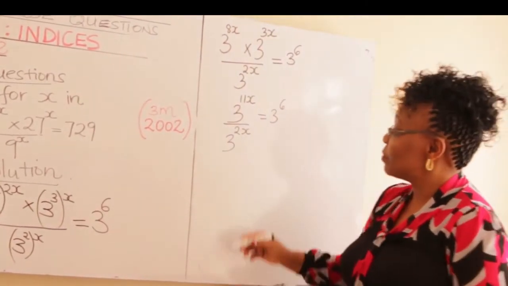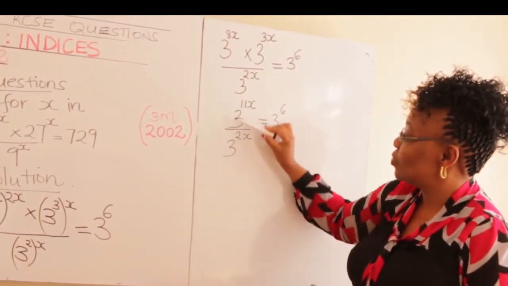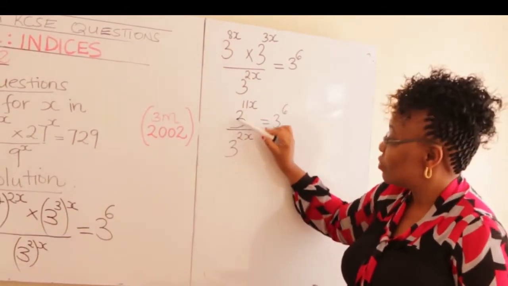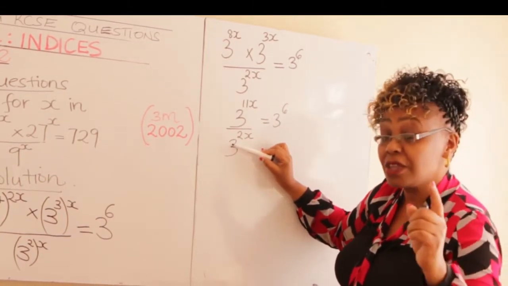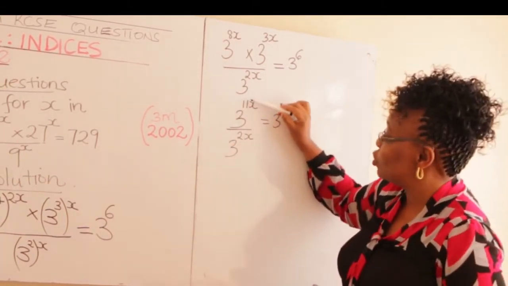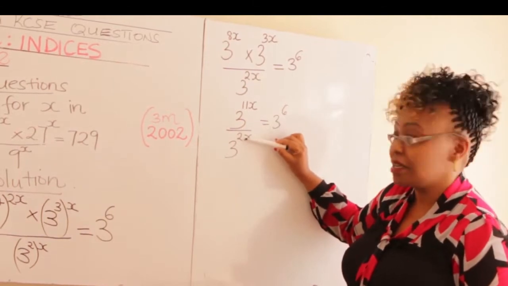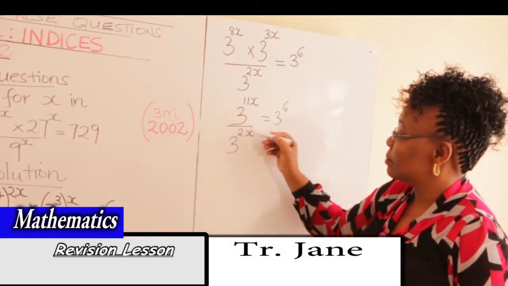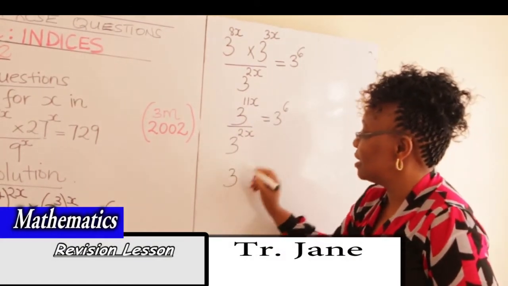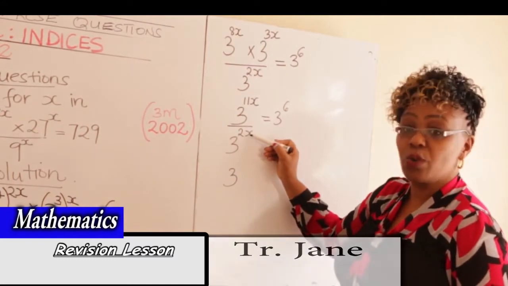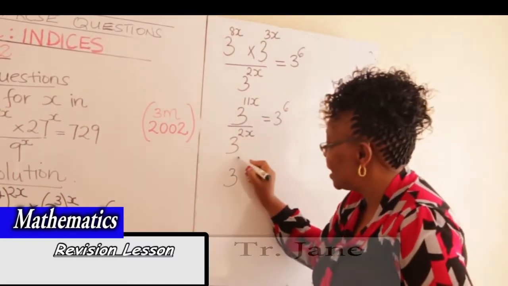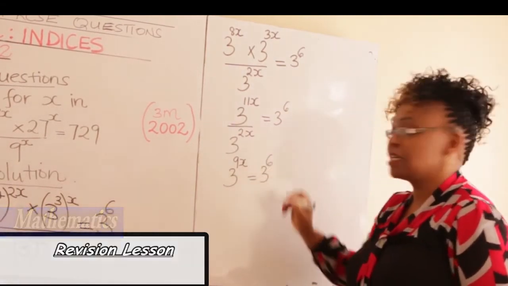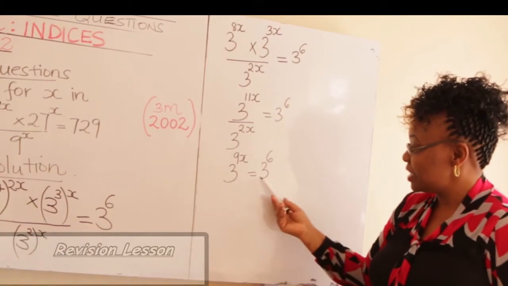Yes. Then look at this side. You are dividing common bases, 3 raised to that divided by 3 raised to that. According to the rules of indices, remember, what you do? You subtract the powers. If you are dividing using common bases, subtract the powers. So this will be 3 raised to 11x minus 2x, which gives us 9x, is equal to 3 raised to 6. Yes, we have seen this in the past.